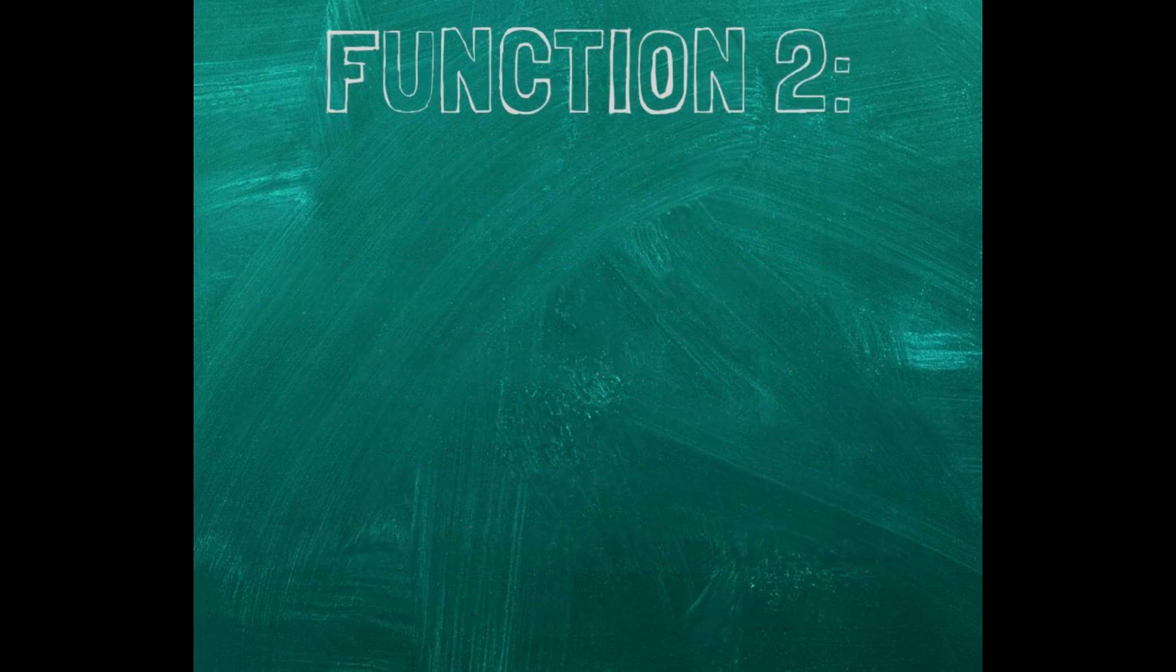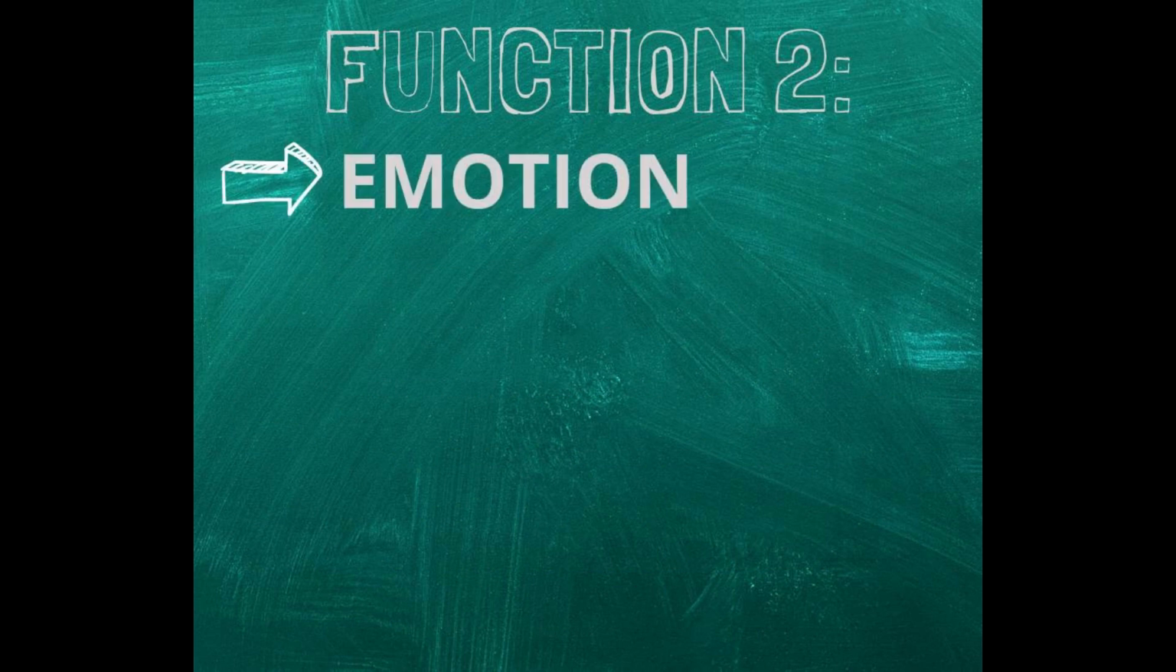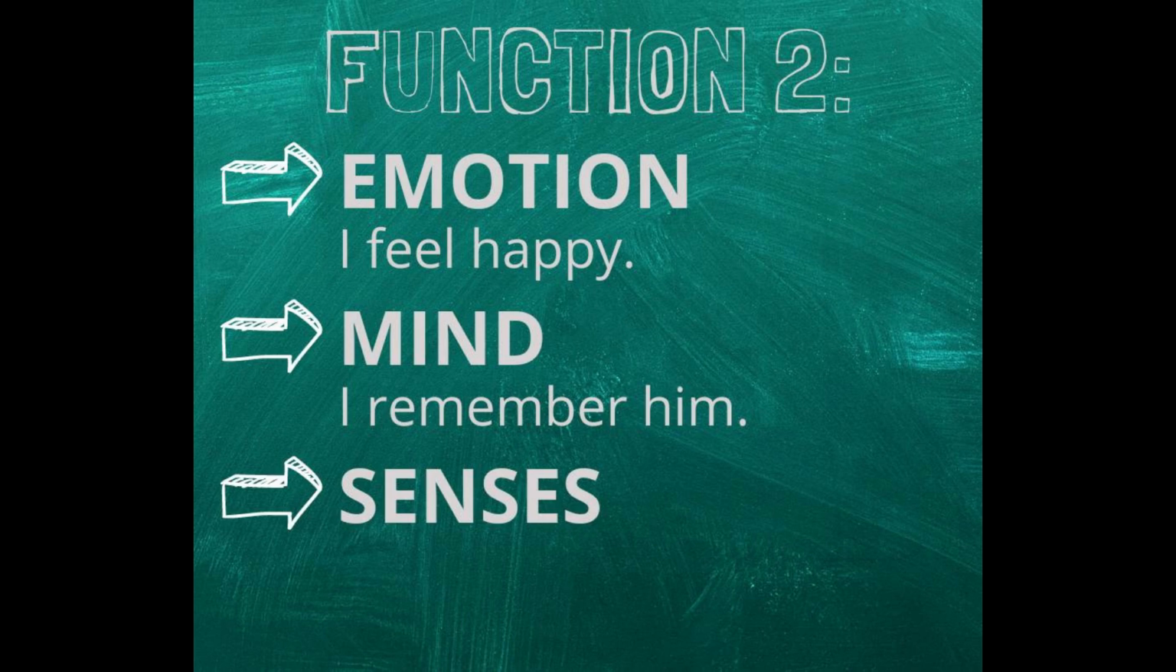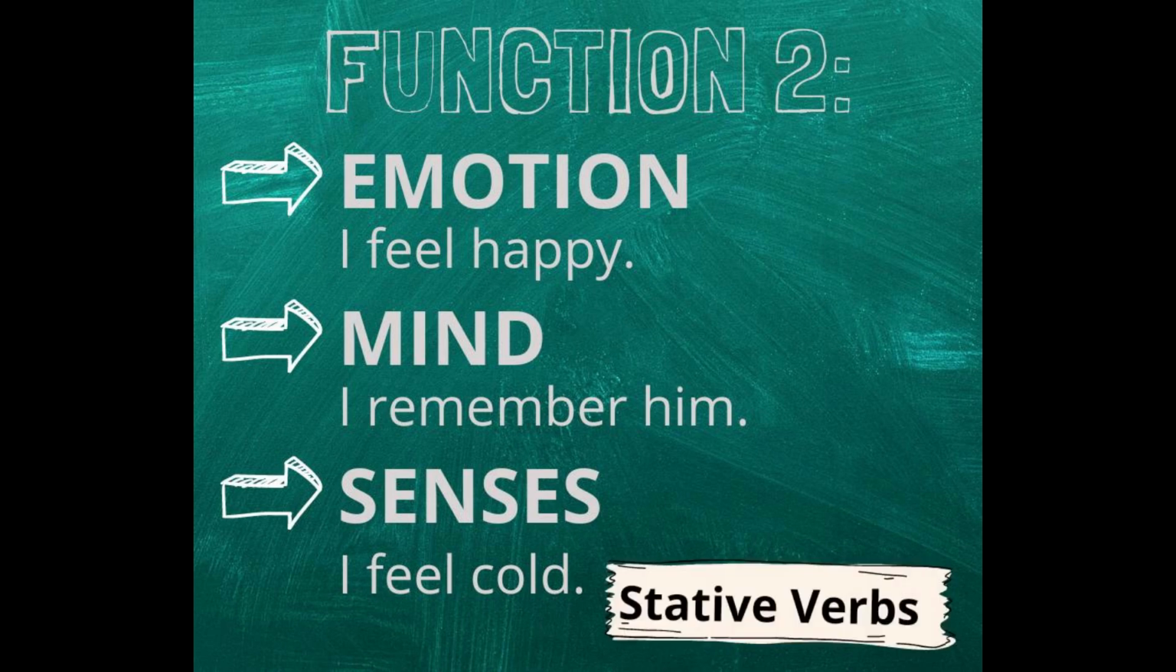We can also use the present simple to describe our feelings, like I feel happy, or to express our thoughts, like I remember him, or I agree with her, or I apologize for the delay. And we can also talk about what our senses experience, such as I feel cold. It is good to know that some of these verbs are called stative verbs or non-progressive verbs because we do not use them in their ing form even if what we are saying is just now.